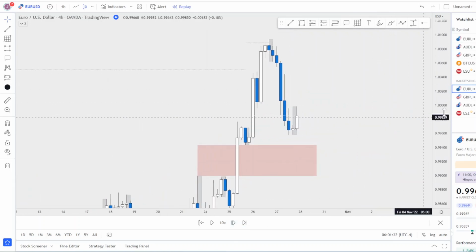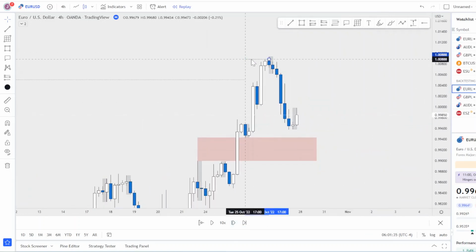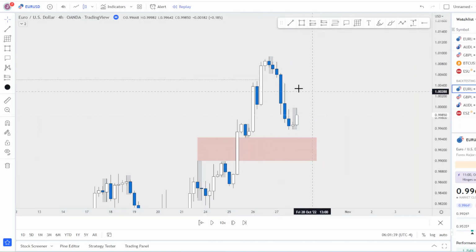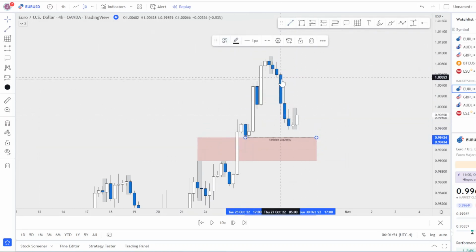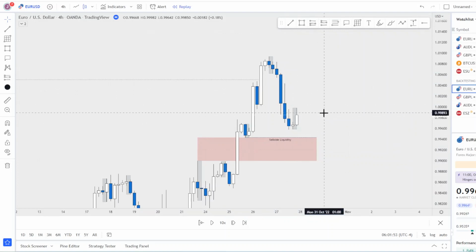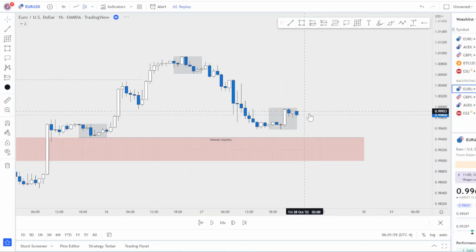And on the 4-hour time frame, there's really not much that's happening here. There's not much information. I can see there's a fair value gap up here, but given how bearish price is and that we haven't taken out any sell side liquidity, I'm not expecting price to retrace all the way back up there. So the 4-hour doesn't give me too much info. So now I'll go to a 1-hour time frame.